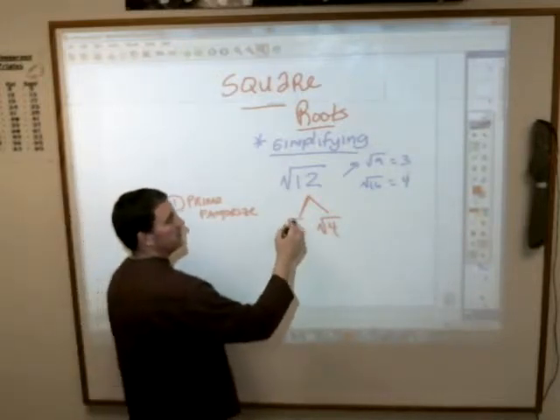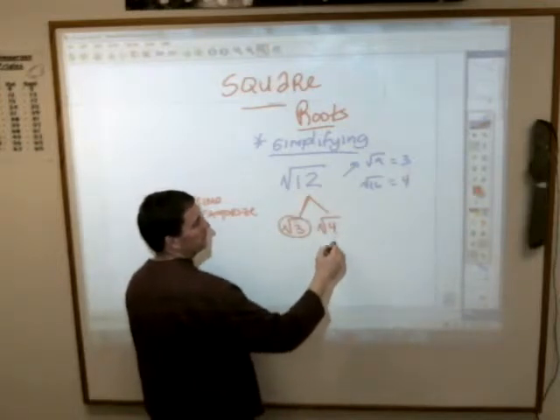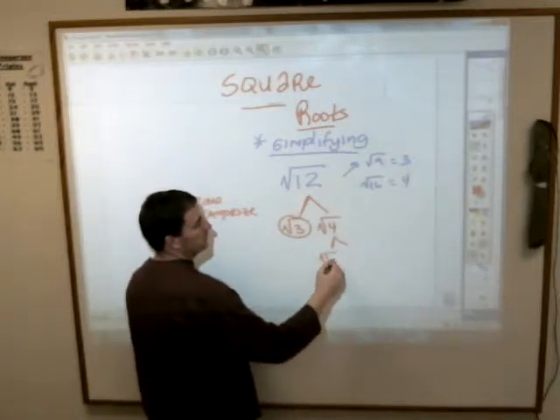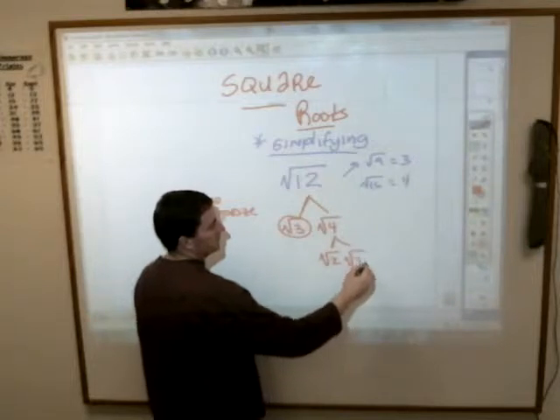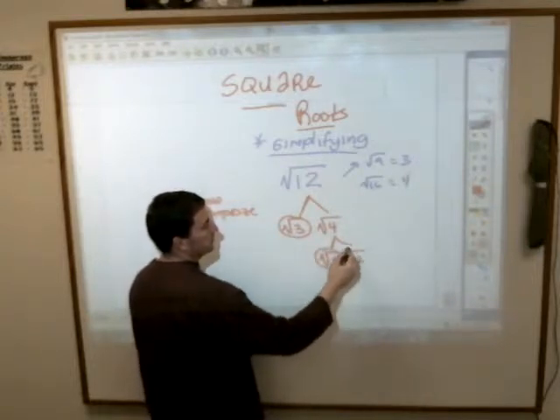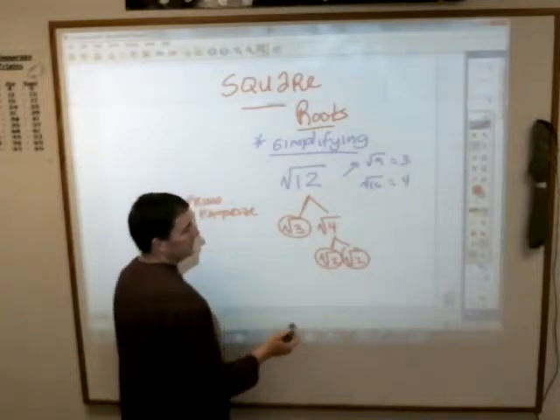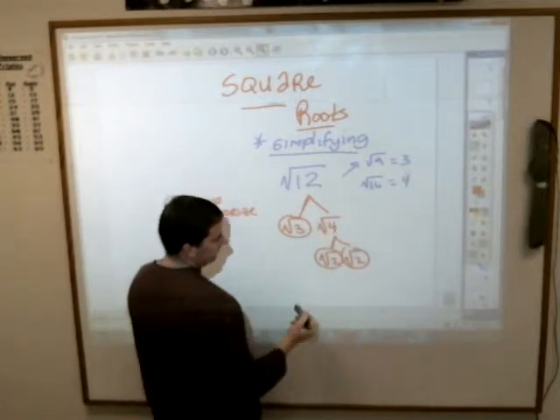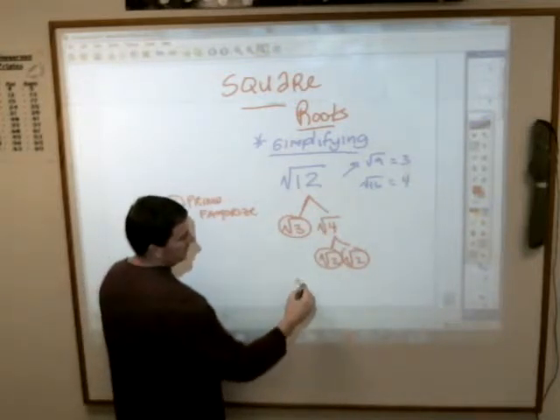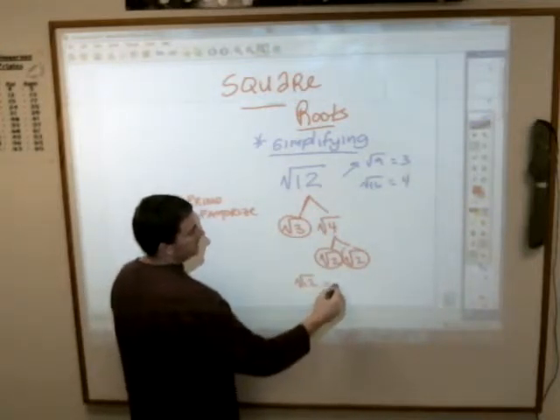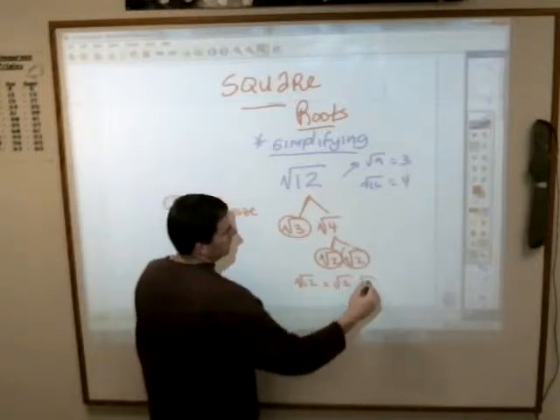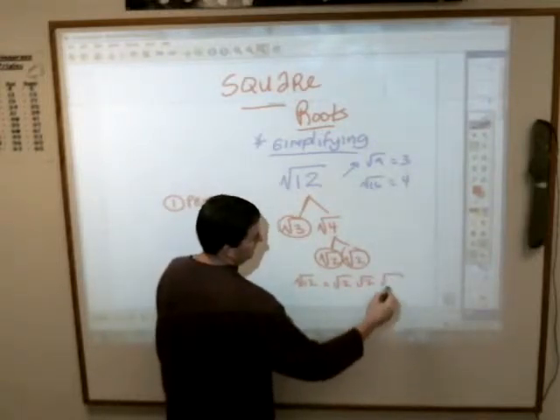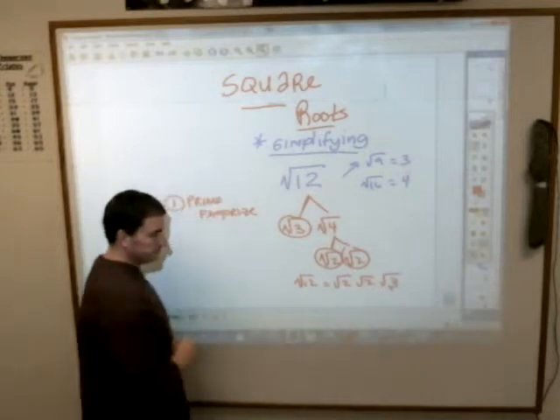Now the square root of 3 is already prime, but the square root of 4 can be broken down into the square root of 2 times the square root of 2. And both of those are prime, so you can stop. Okay, so the square root of 12 can be prime factorized into the square root of 2 times the square root of 2 times the square root of 3.